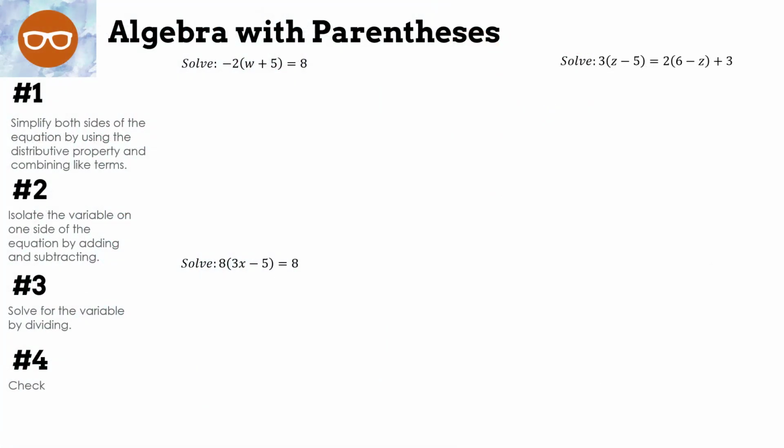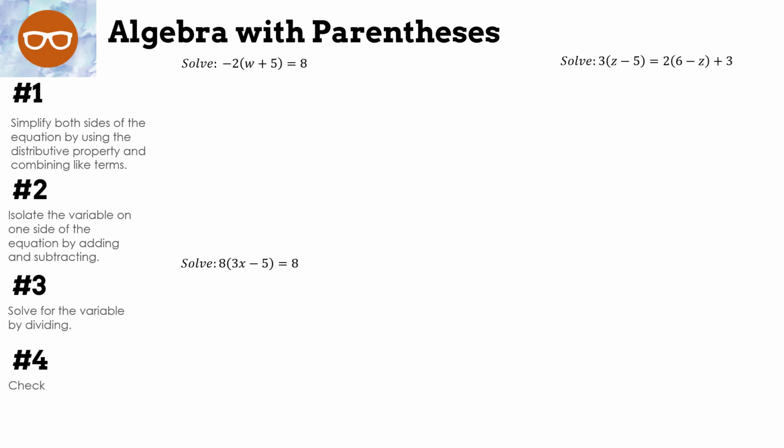The first thing that you always want to do is simplify both sides of the equation by using the distributive property and combining like terms. Then you want to isolate the variable or the letter on one side of the equation by adding and subtracting. Number 3, solve for the variable by dividing. That means you want to get x equals or y equals. And then finally we're going to check. Let's look at the first one.